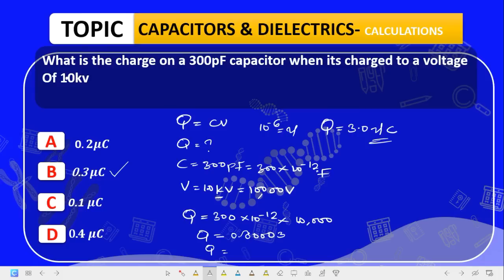0.00003, which is 1, 2, 3, or this will be 0.00000 1, 2, 3, 4, 5, 0, 3. Now if we count, this gives us 1, 2, 3, 4, 5, 6, which is 0.3 times 10 raised to the power of minus 6 coulomb. Now we said minus 6 means what? Micro. So this gives us 0.3 micro coulomb. And that makes this the correct answer to that question.